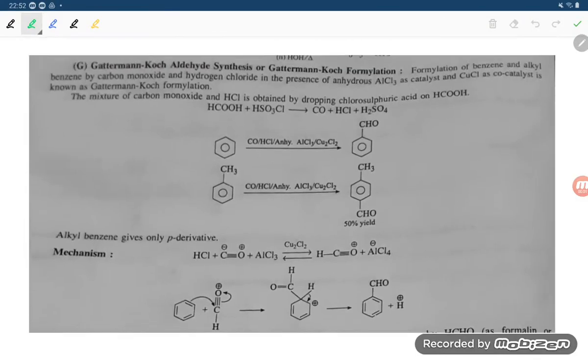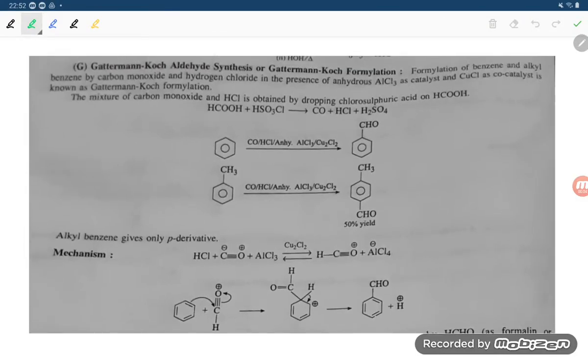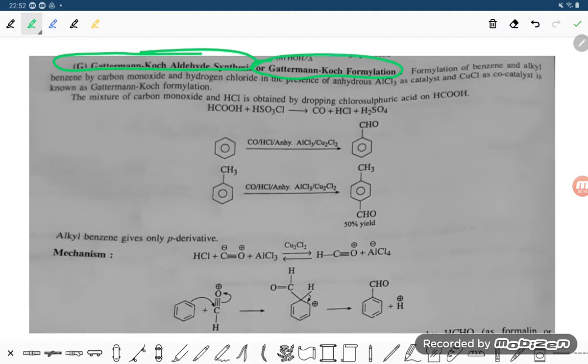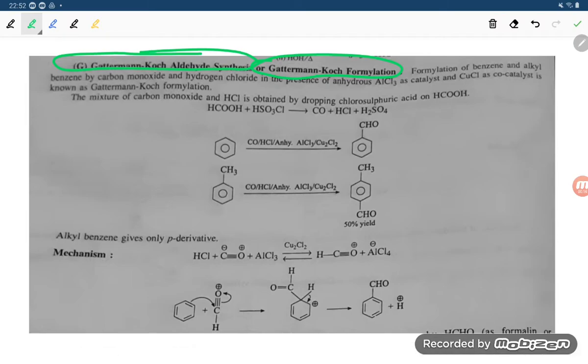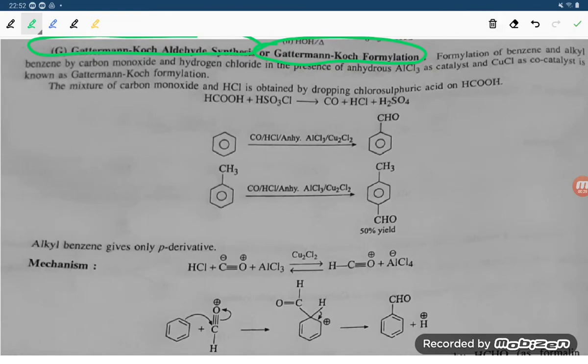Hello students, today let us try to understand the Gattermann-Koch aldehyde synthesis. Another name of this is Gattermann-Koch formylation. When you talk about the Gattermann-Koch aldehyde synthesis, it is the direct conversion of benzene to benzaldehyde. So let us have a look over it, student.